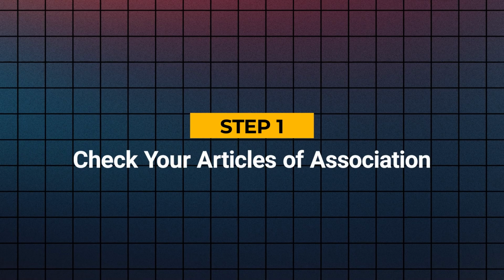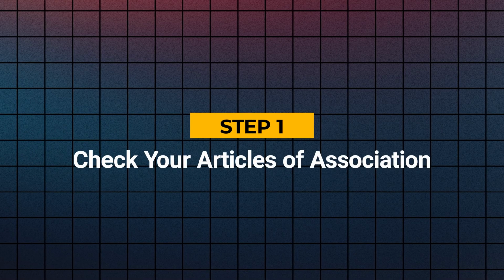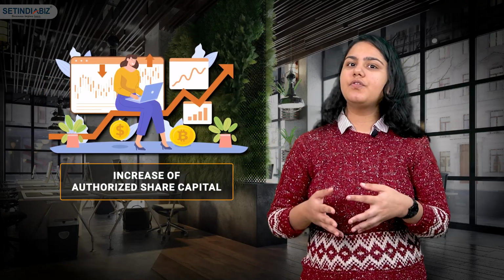Step 1. Check your Articles of Association. The Articles of Association must contain a provision that allows for the increase of authorized share capital. If there isn't such a provision, you will need to amend your Articles of Association first. So step 1 would include reviewing your AOA, Articles of Association, to confirm that it includes clauses permitting an increase in authorized capital. If not, prepare to amend your AOA.